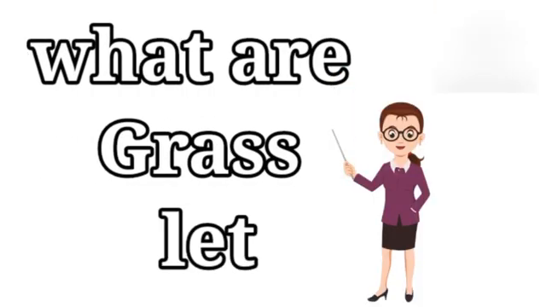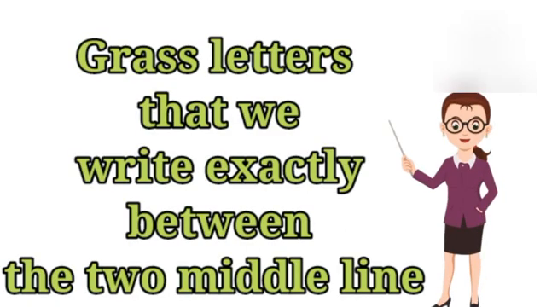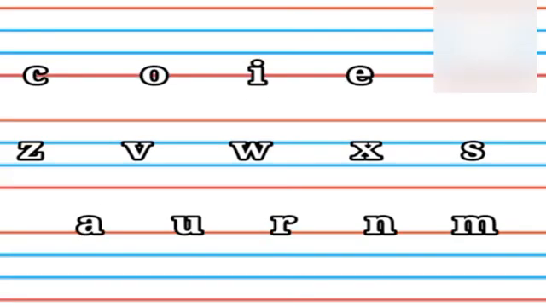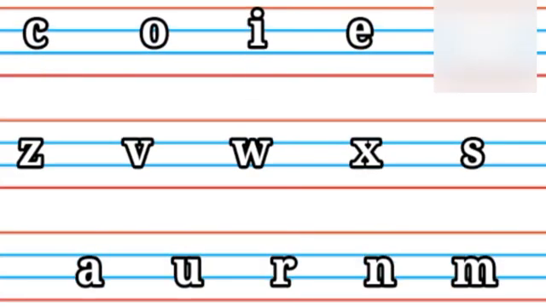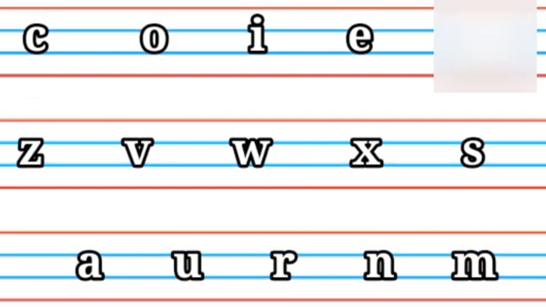What are grass letters? Grass letters are letters that we write exactly between the two middle lines. For example, C, O, I, E, Z, V, W, X, S, A, U, R, N and M.